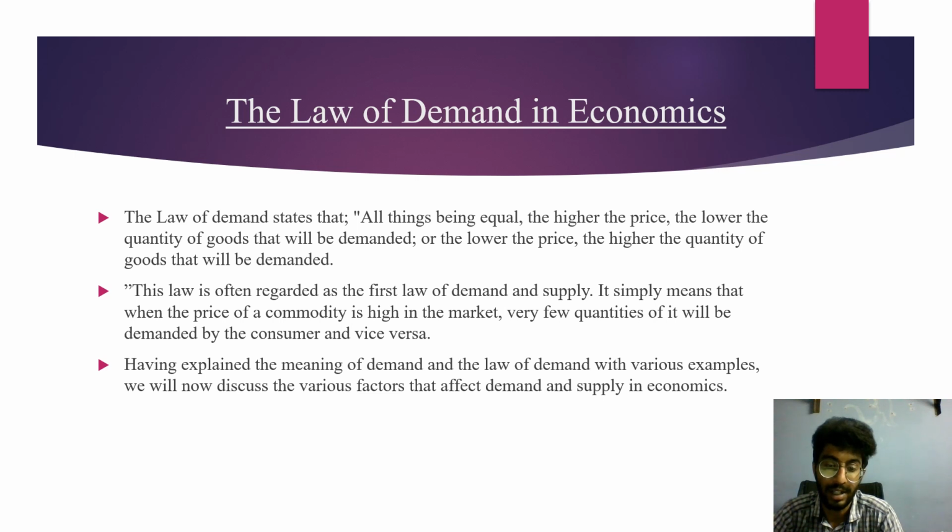This law is often regarded as the first law of demand and supply. It simply means that when the price of the commodity is high in the market, very few quantities of it will be demanded by the consumers, and vice versa. Having explained the meaning of demand and the law of demand with various examples, we will now discuss the various factors that affect the demand and supply in economics.